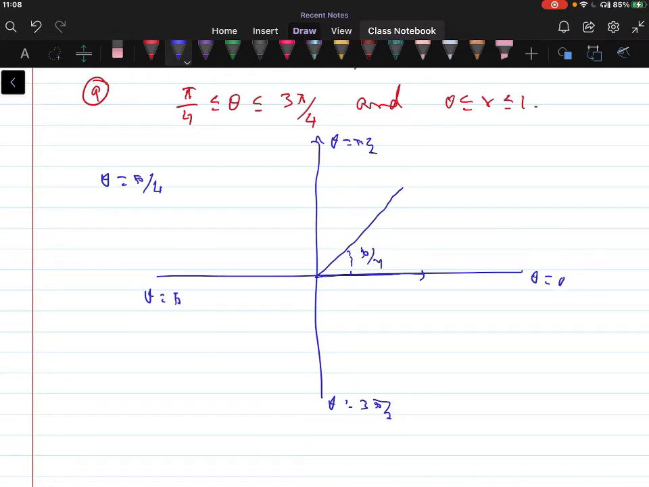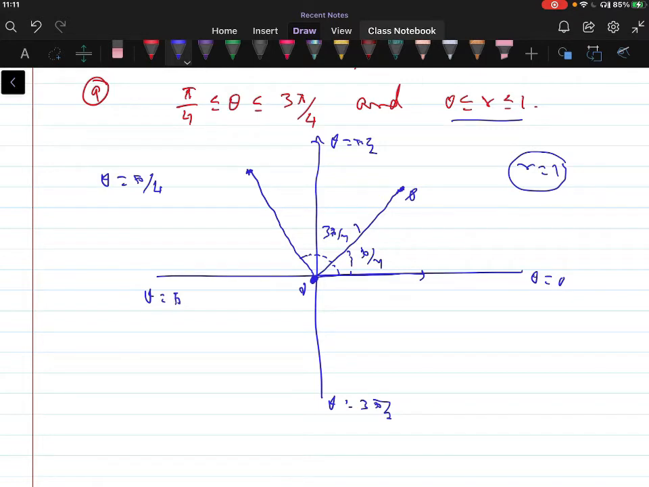And theta equal to 3 pi by 4 is a line that lies in the second quadrant, so it makes an angle of 3 pi by 4 with the initial ray. Here r lies between 0 and 1. So r is 0 at the origin. And r equal to 1 is the equation of a circle centered at the origin with radius 1.